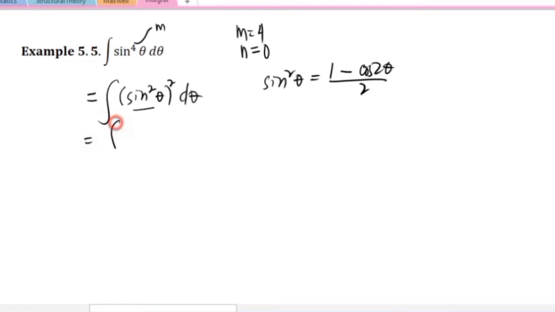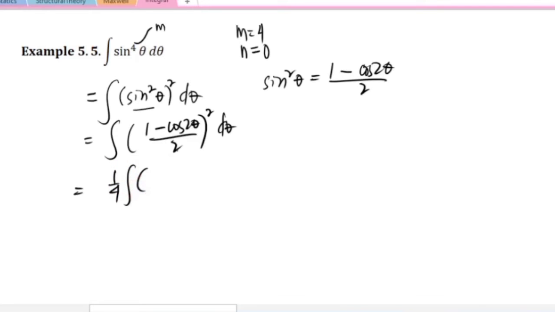So we have this is equal to 1 minus cosine 2 theta over 2 raised to 2 d theta. And itong 1/2 raised to 2, so that's 1/4. Ilabas na lang natin siya. So it's 1/4. And the expansion of 1 minus cosine 2 theta squared is square the first. So that's 1 minus 2 times first times second term.